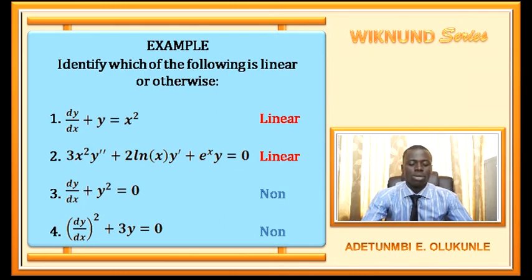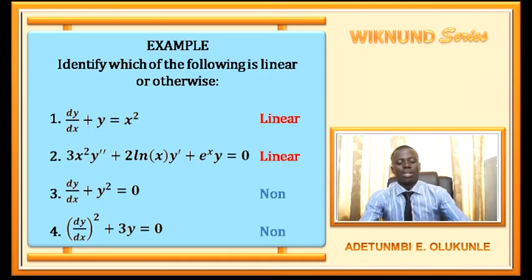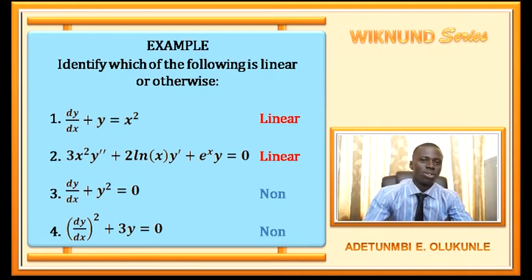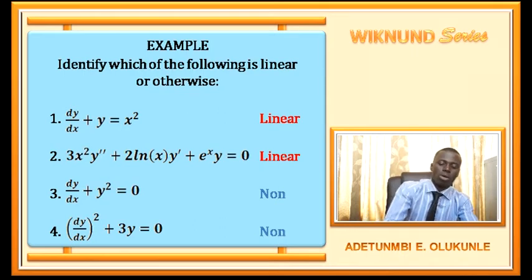Number 2, there should be no product of the dependent variable and its derivative. So y dy/dx is not in this equation. So we still say this is linear. So let's consider the third condition. There's no log y, there's no sin y, there's no tan y. So I can conclude this is linear.